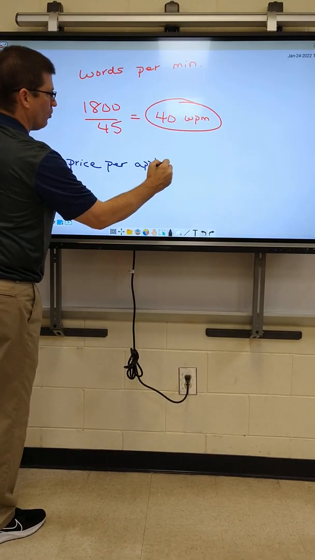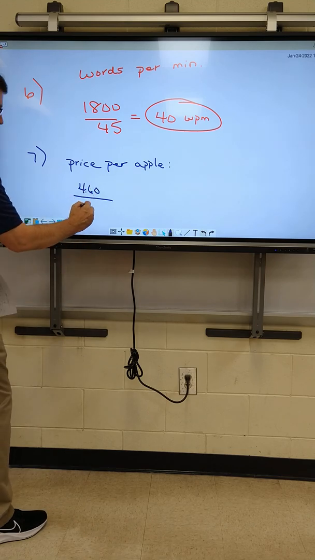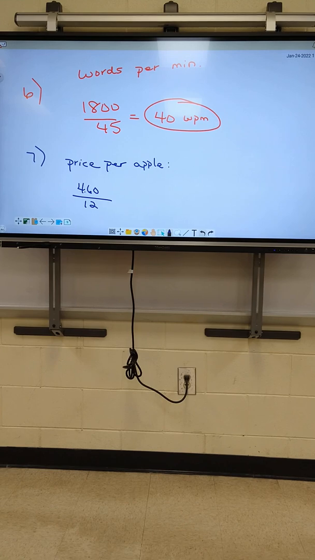So what number goes on top when I divide? 4.6. Right, the price, guys, $4.60. Number of apples goes on the bottom. Divide it, that gives you the price per apple. $4.60 divided by 12. It's going to be 38 cents per apple.